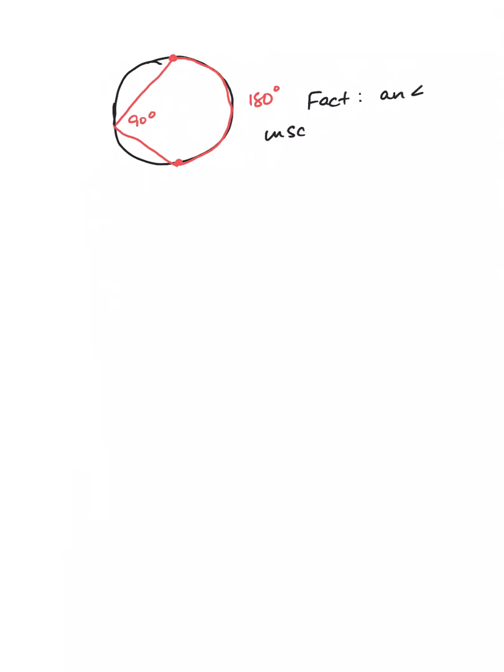All right, so let's think about an angle inscribed in a semicircle. So let's say we have half a circle, and we have an angle inscribed in that. Okay, that's going to be a 90-degree angle, which makes sense because 90 degrees is half of 180. So this is just a fact. An angle inscribed in a semicircle is a right angle.